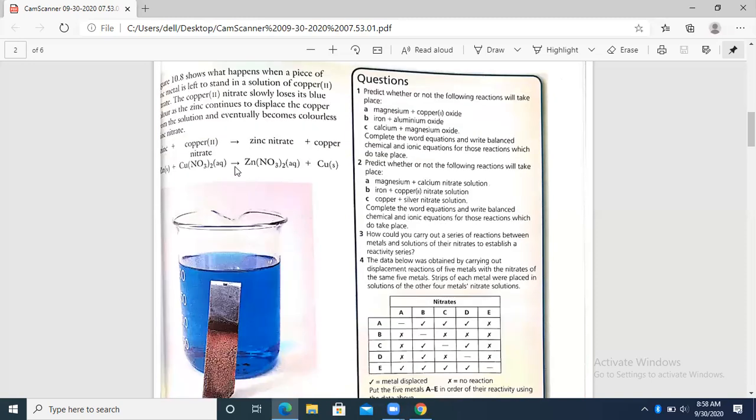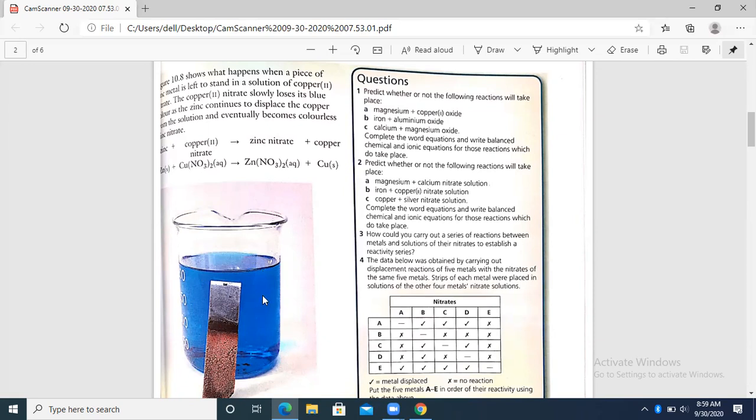In this displacement reaction we studied, zinc will displace copper from the solution. You know, copper dinitrate solution, this blue color solution, this is aqueous. Into that copper dinitrate solution we put one zinc piece. So automatically what will happen? Zinc will displace copper from the solution, and zinc will come here. So that's why the blue color will disappear gradually.